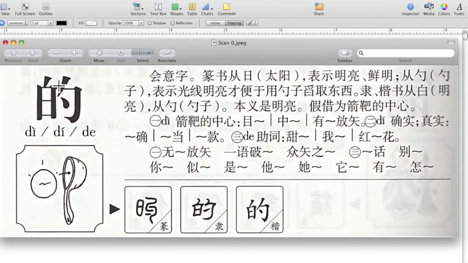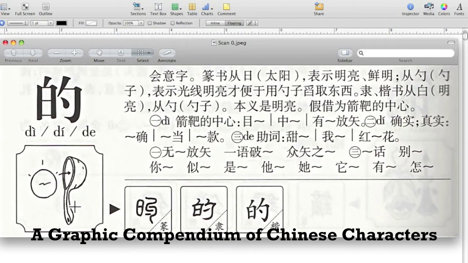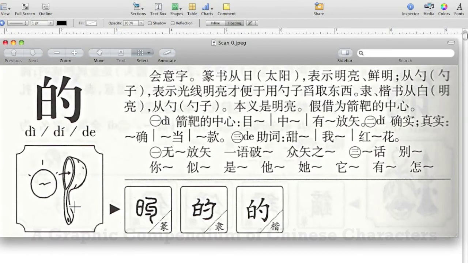So let's look into the history of this character. So here we see it as represented by the sun and a spoon, which is just a picture that we've drawn nowadays to represent in a graphic compendium of Chinese characters. That's the dictionary I'm using, a graphic compendium of Chinese characters. The sun and a spoon. And what this represents is brightness.